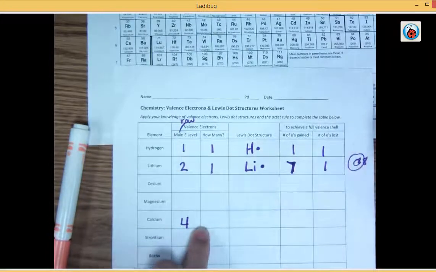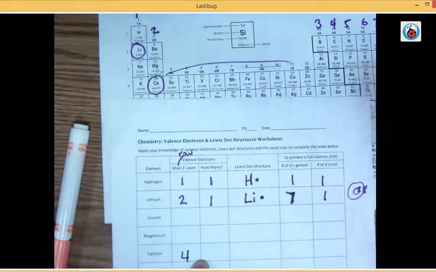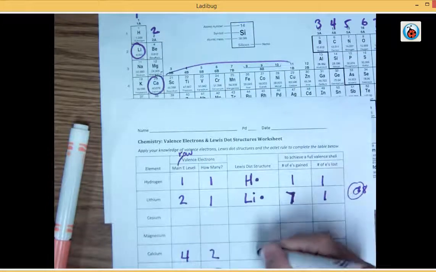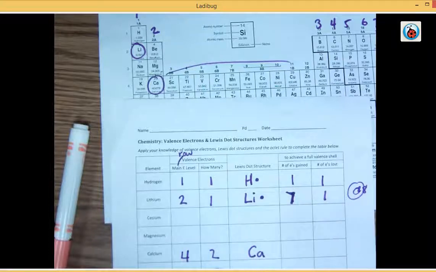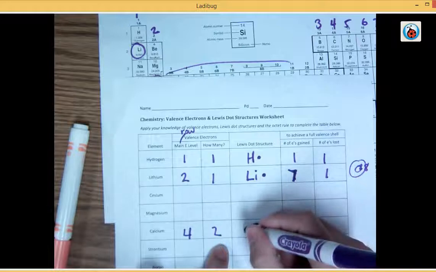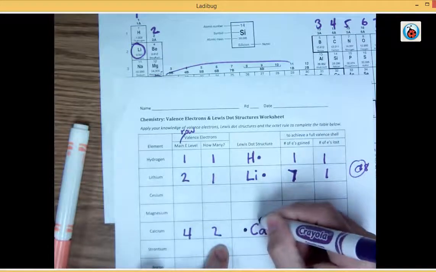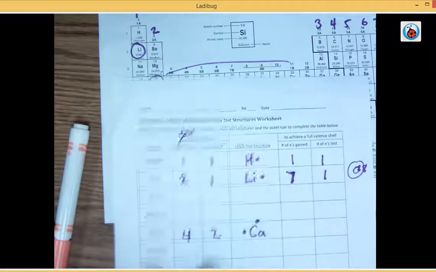How many valence electrons? It's in the second column here, right there. So it's got 2 valence electrons. So draw calcium like that. And when you have that, you pick a starting point, 1 dot, and you go left, right, top, or bottom. So you guys just go clockwise or counterclockwise. It doesn't matter. So that's calcium right there.